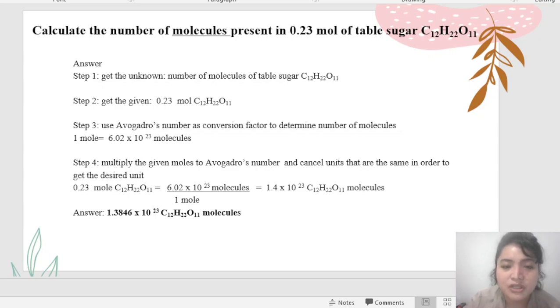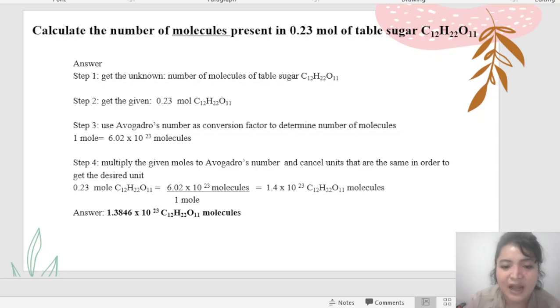Now again, the crucial step is getting the right conversion factor. For this given problem, it is molecules. So, 1 mole is equal to 6.02 times 10 to the 23rd power molecules. And for the fourth step, this is the calculation itself, wherein we are going to place again the given in their corresponding places. So, we are going to multiply everything on the numerator before we divide.